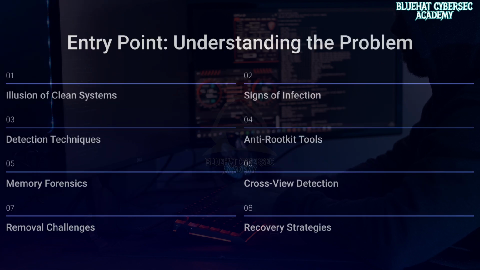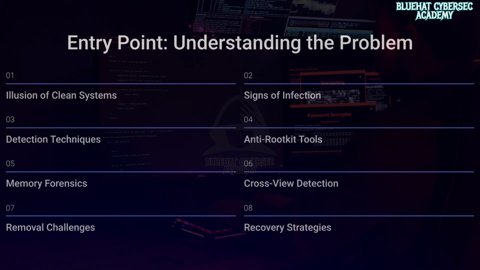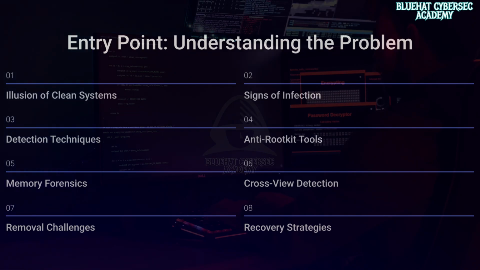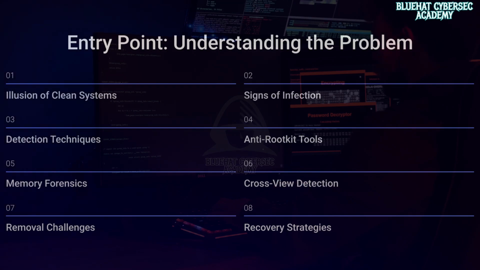In this entry of the Malware Encyclopedia, we're breaking everything down in a very practical way, starting with what "when everything looks fine isn't fine" really means in rootkit analysis, then moving into signs of infection, detection techniques, anti-rootkit tools, memory forensics basics, cross-view detection, rootkit removal challenges, and finally recovery strategies.